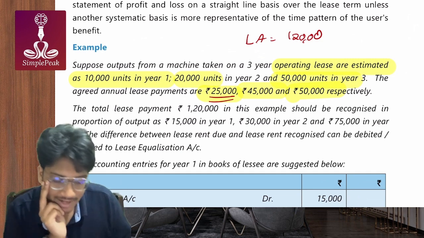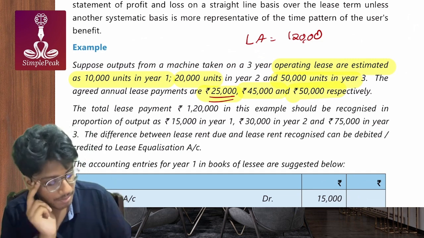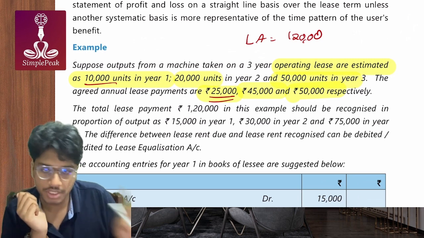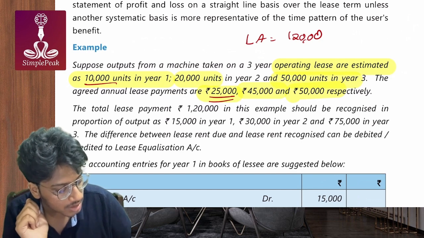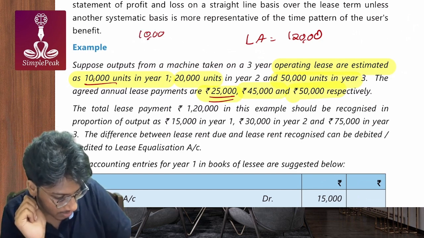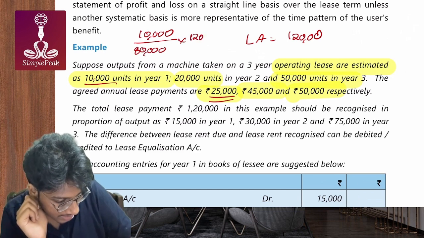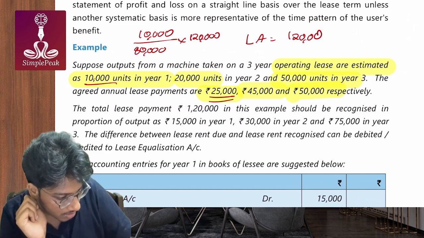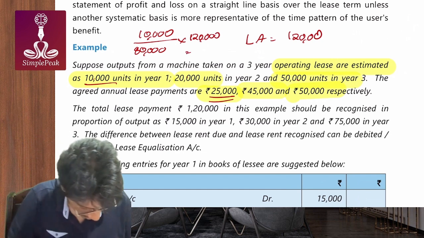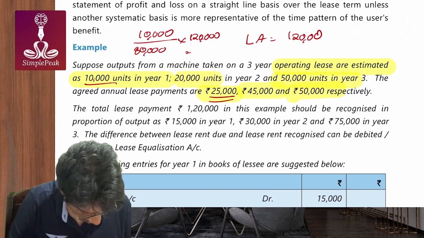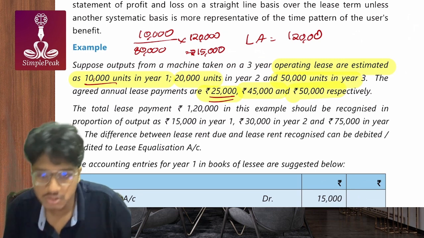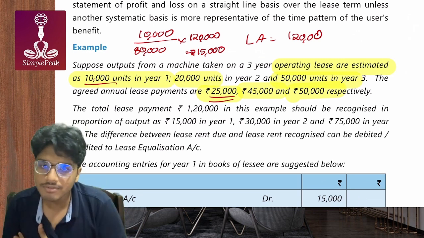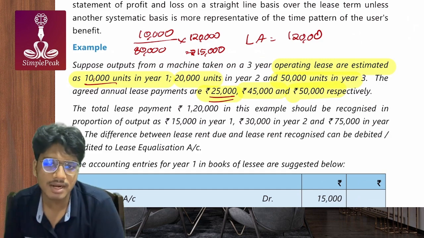Okay, and since this is a manufacturing sector in this example, the only benefit you're getting is on the year-end production. At the end of year one, the production you're getting is 10,000 units out of 50 plus 20 plus 10, 80,000 units. So 10,000 divided by 80,000 into the total lease payment, which is 1,20,000, is 15,000 rupees. That is the benefit you're getting. You have to record an expense only if you get the benefit. The rest extra you have to show as prepaid rent, right?